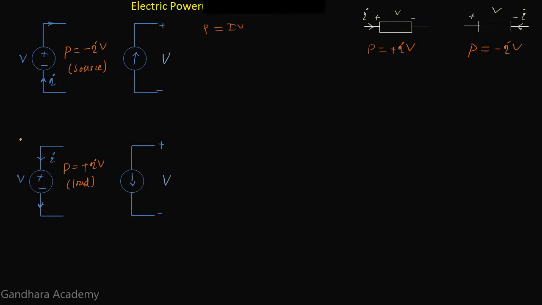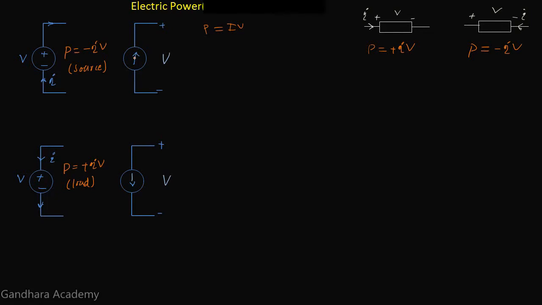Now, to understand this in a more brief way, we can take the example of a rechargeable battery. If the battery is recharging, then it means that it is used as a load, consuming the power from other sources. And when the battery is delivering the power, it means that it is used as a source, and in that case the power would be negative.